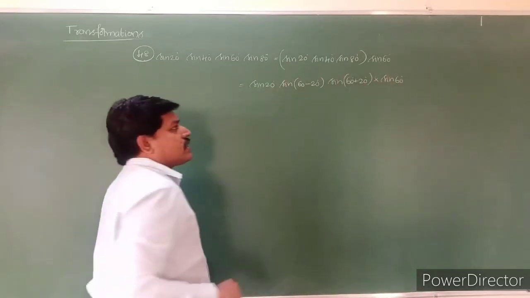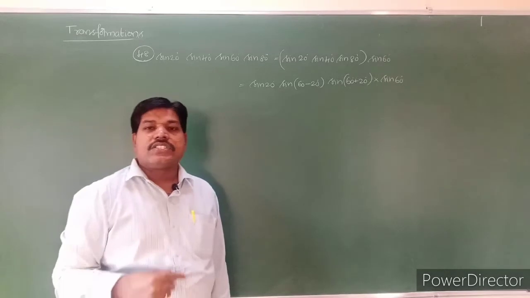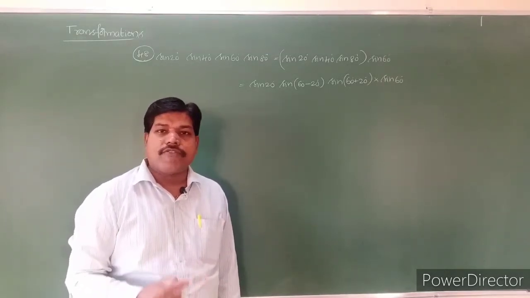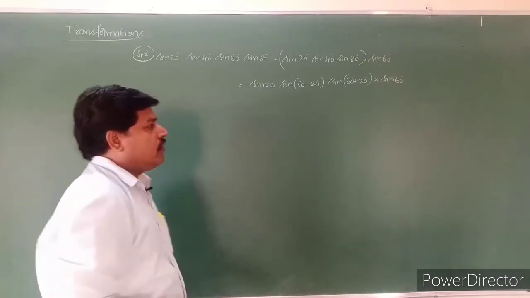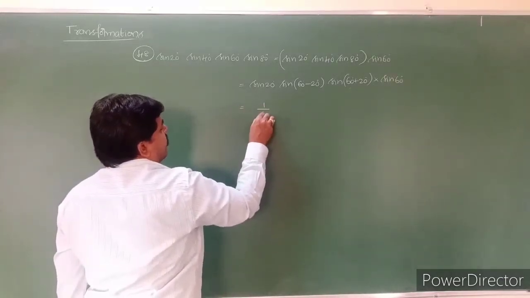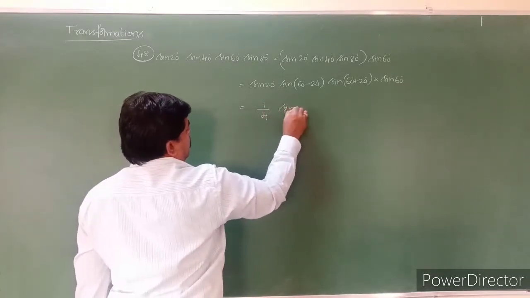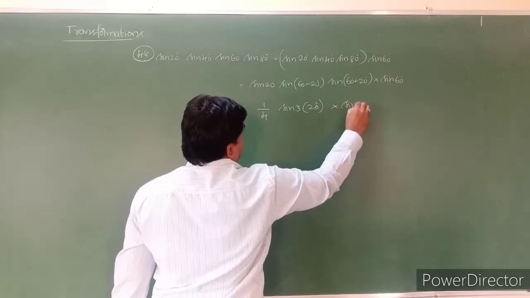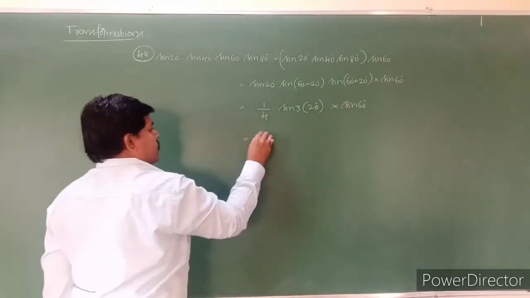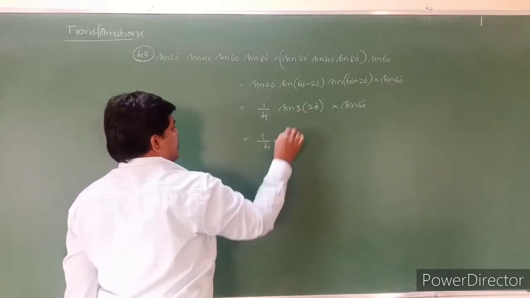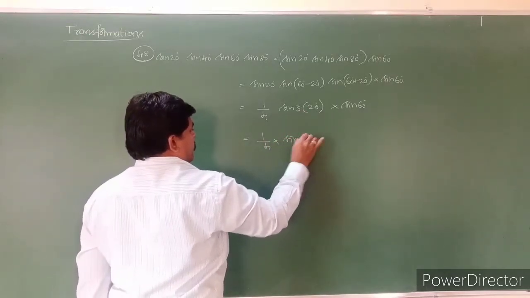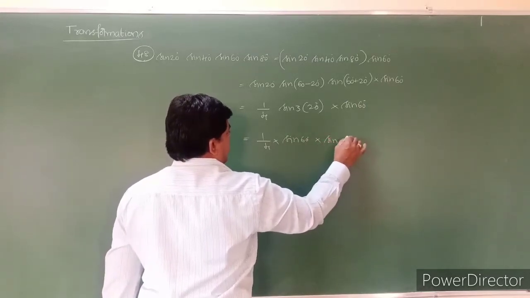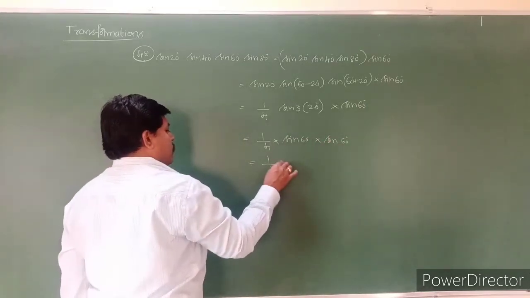So what is this formula, students? Sine theta, sine 60 minus theta and sine 60 plus theta will become 1 by 4 sine 3 theta. So it will become 1 by 4 into sine 3 theta, where theta is 20 degrees, into sine 60 degrees. So that is nothing but 1 by 4 into sine 60 into sine 60 degrees.